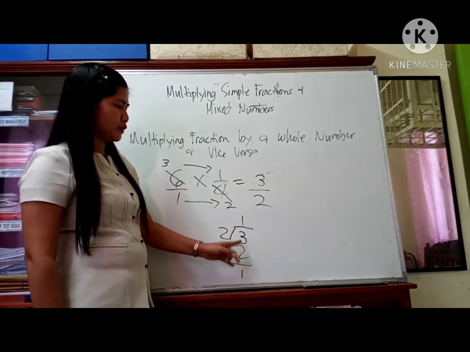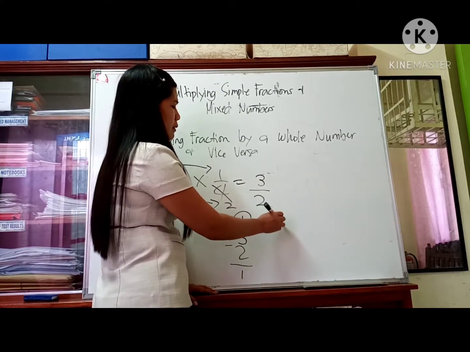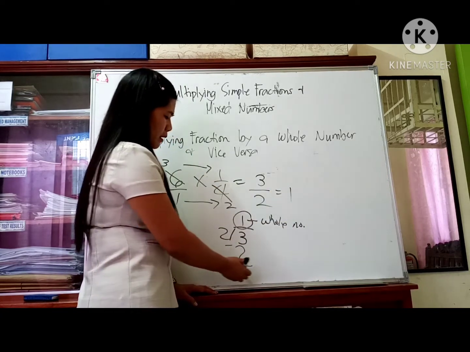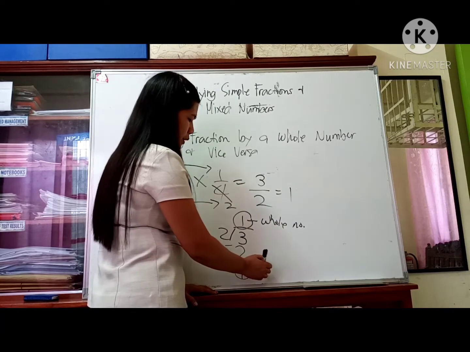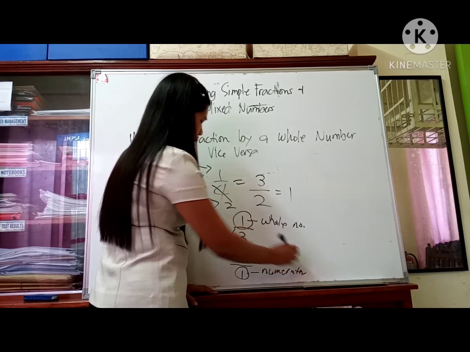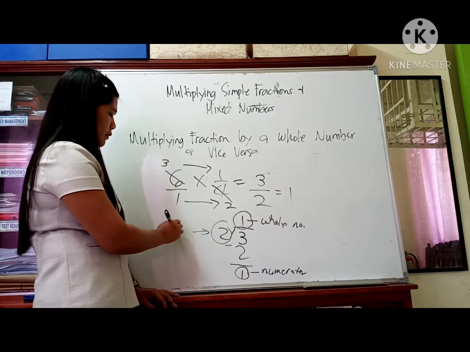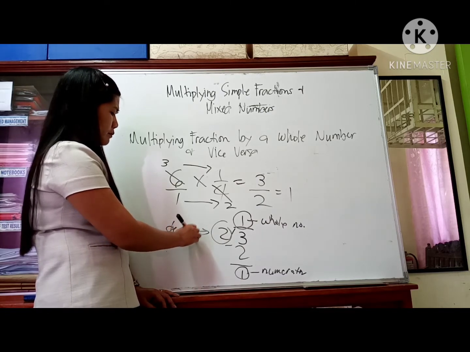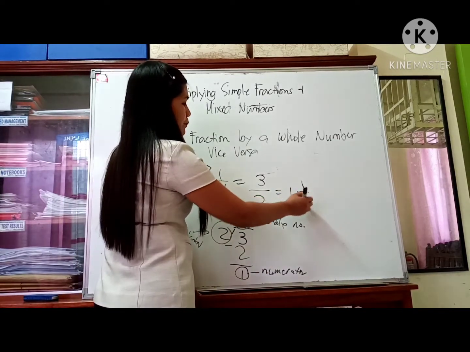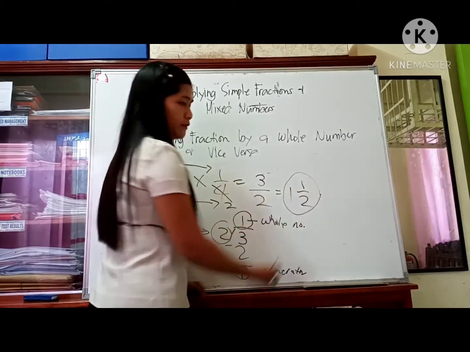So you are going to write 1 as your whole number. Then your remainder will be your numerator, and 2, or the divisor, will be your denominator. So that will be 1 and 1/2. So your answer should be 1 and 1/2.